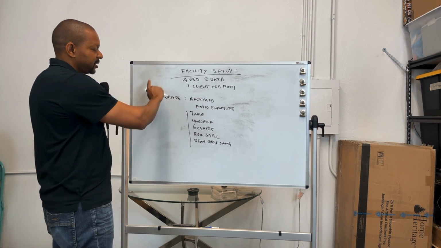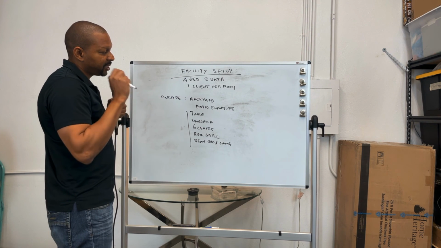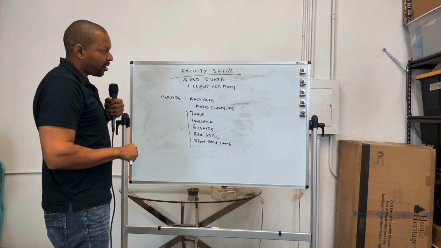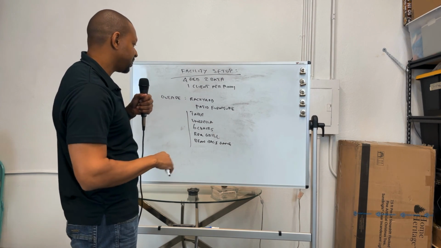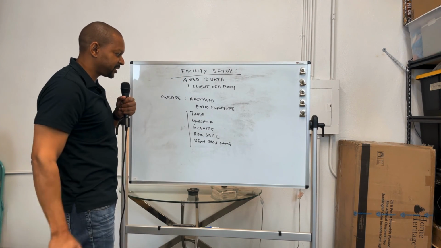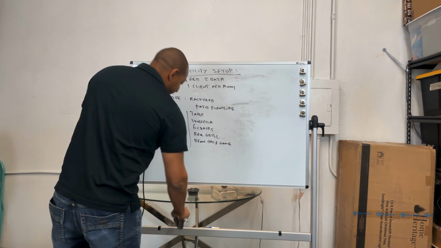So this is an example for a facility setup for a 4-bedroom, 2-bath, 1 client per room. Now, there are setups that may include 2 clients per room, but I'll do that on another video. But I just wanted to give you the basic facility setup of what I look for when I do a walkthrough of your home.